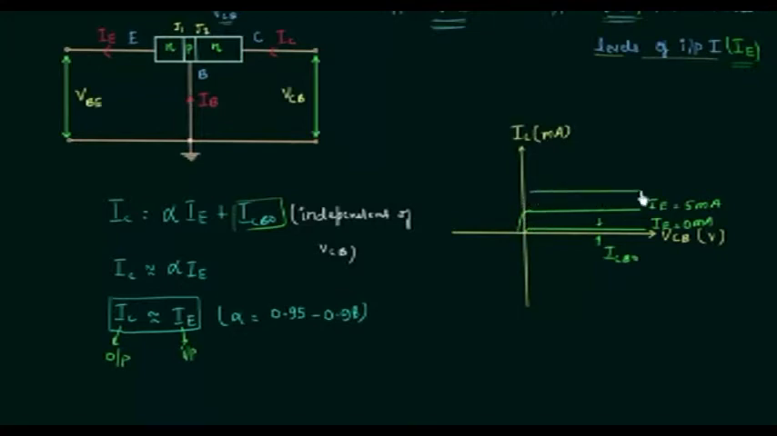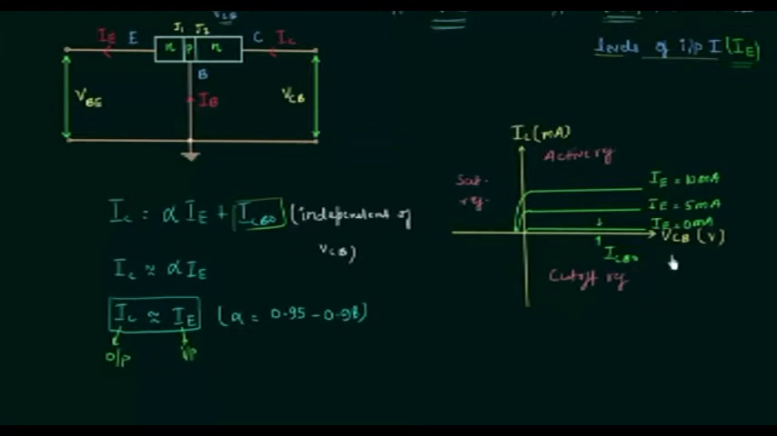In the same way, when emitter current IE is equal to 10 milliamps, the collector current is nearly equal to 10 milliamps, and the plot will look like this. So this is the output characteristics of the common base transistor, and this region is called the active region, and this region here is called the saturation region, and the region below IE equal to 0 milliamps is called the cutoff region.